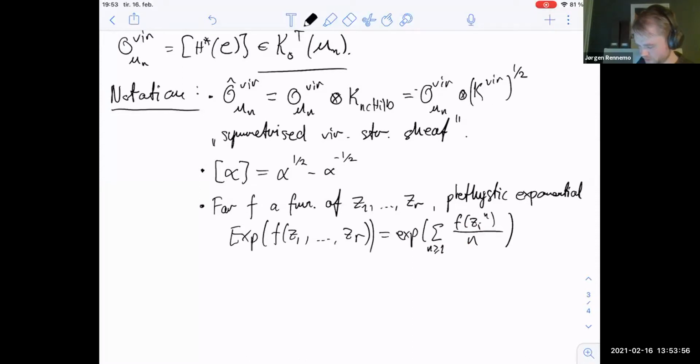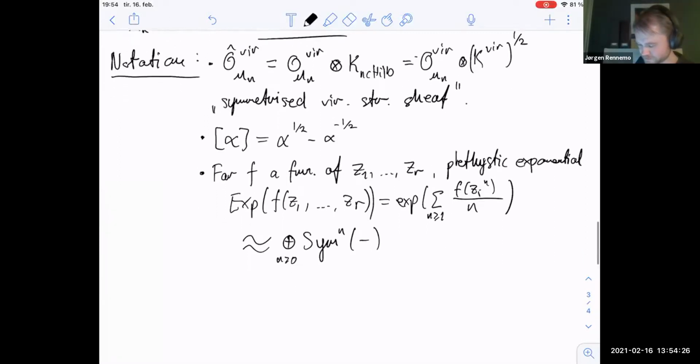And to motivate this, roughly speaking, if f is the character of something, then this operation corresponds to taking the free symmetric algebra on what you have, or just the sum of all the symmetric powers. So doing that operation on representations corresponds to taking the statistic exponential.